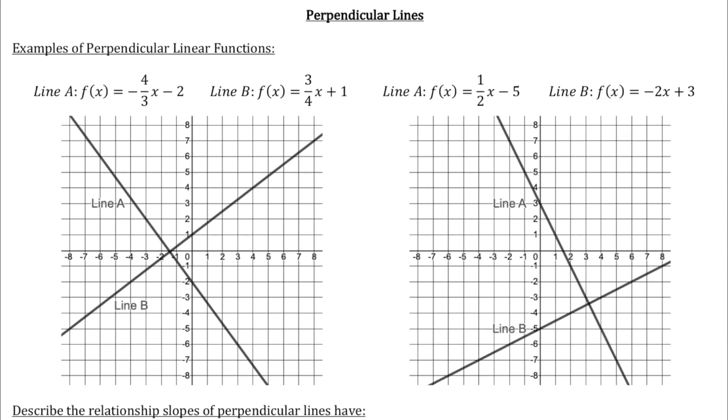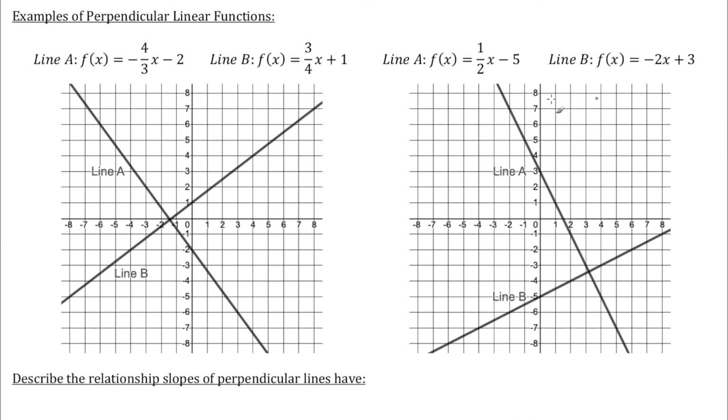So here are some examples of perpendicular lines or linear functions. This line A is perpendicular to line B. If you need me to color code that, then let's do it. So line A, this line A over here, this line A over here, and line B here and here. So these are parallel to each other. These are parallel to each other.